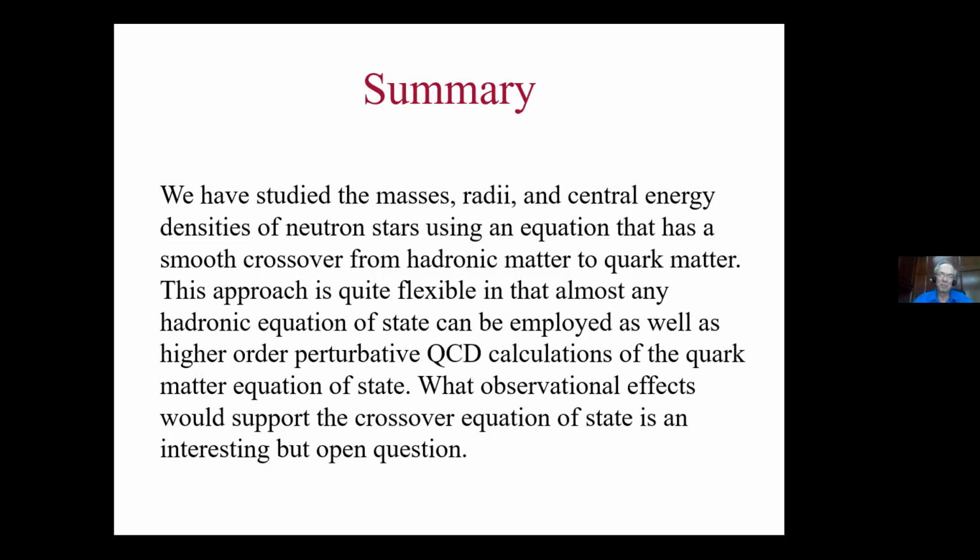The hard work really comes in calculating the two different phases. Now, what observational effects might support the crossover equation of state rather than no quark matter at all, or a first or second order phase transition? I don't know, apart from the maximum mass that's allowed by a particular equation of state and the mass versus radius relationship.